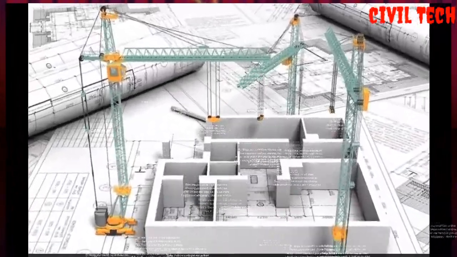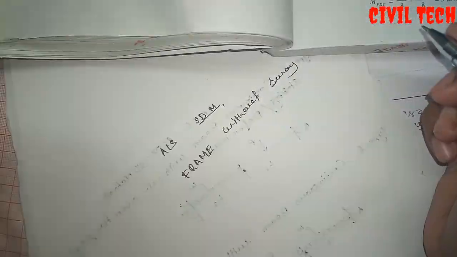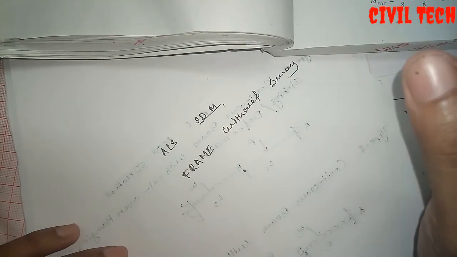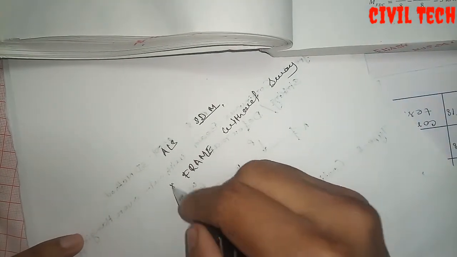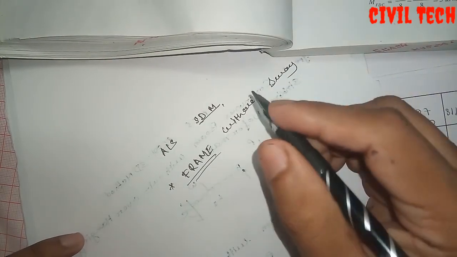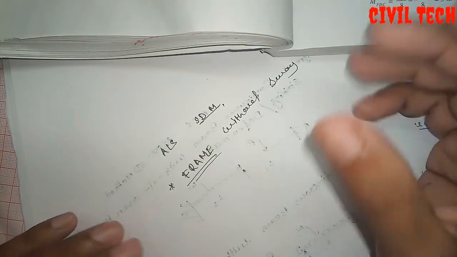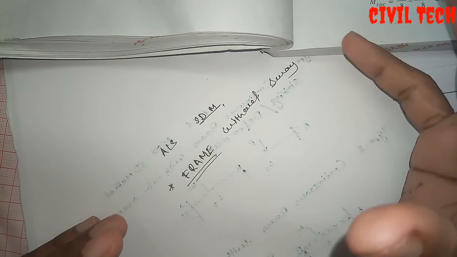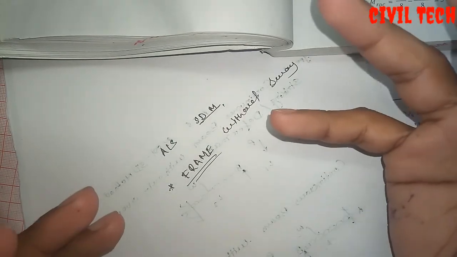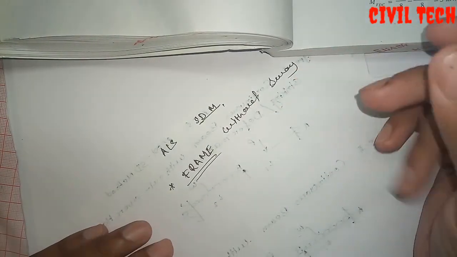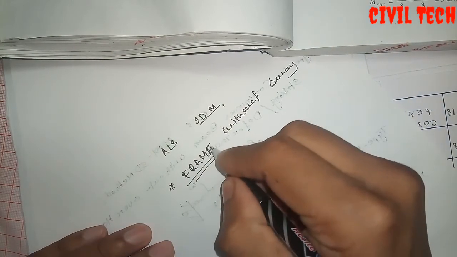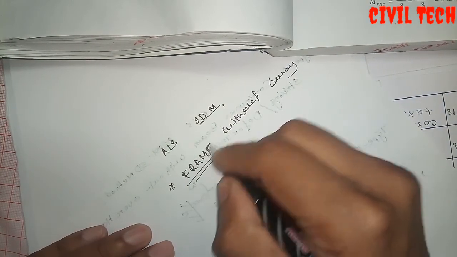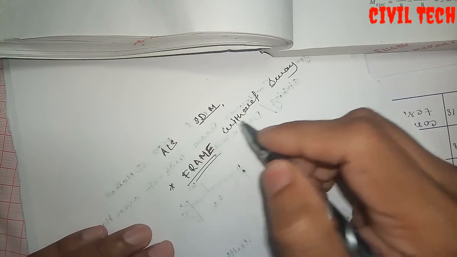Let's start. So guys, today's video is frame. What is frame? The building consists of frames, various types of frame, not truss, upper portion, down portion, anywhere. The frame is the most important structure for a building or any structure.